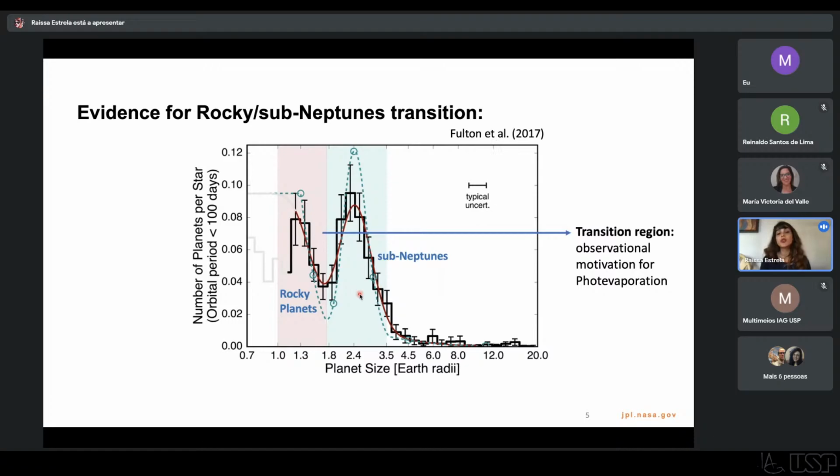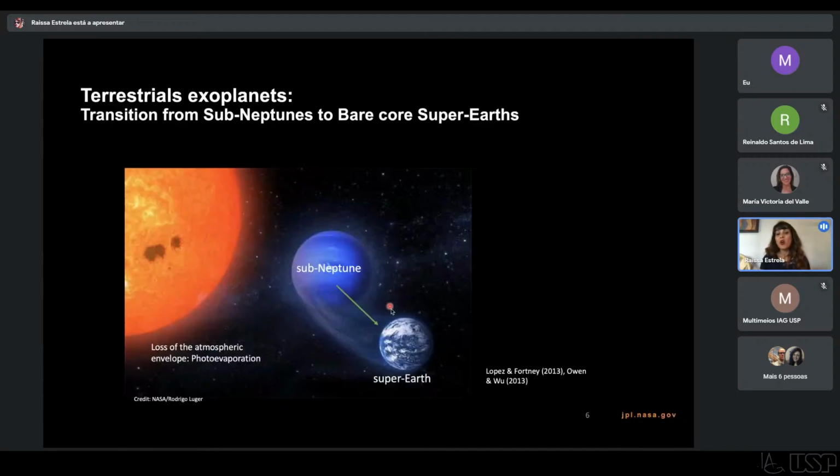So here in this plot, you see a distribution of planet size. You see that there are only small planets. And we see that there is a gap here in this planet size distribution that divides these planets into two categories. One is the planets that have larger radii because we believe that they still have a layer of hydrogen helium envelope. So these planets are called sub-Neptunes. And these other planets, the rocky planets, they could be bare core sub-Neptunes.